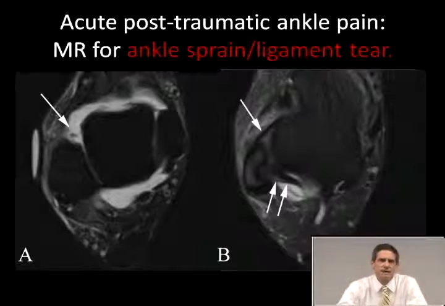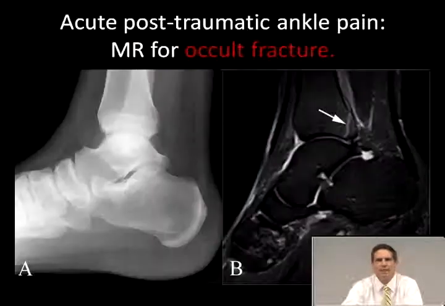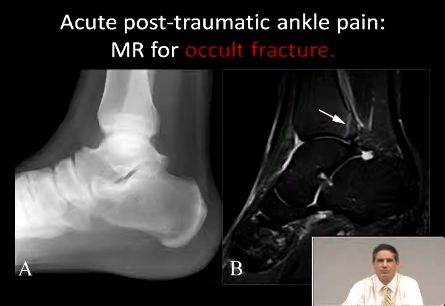Here's a high ankle sprain, so you can see a lack of normal tissue between the distal tibia and fibula because there's a tear of the distal tib fib syndesmosis. In B, you've got a normal anterior talofibular ligament. So high sprain versus normal sprain, MR can sort that out for you. It'll also show you, as in this case, occult fractures in a 28-year-old who had pain following trauma in the lateral film. Didn't really show that fracture, but the MR did.